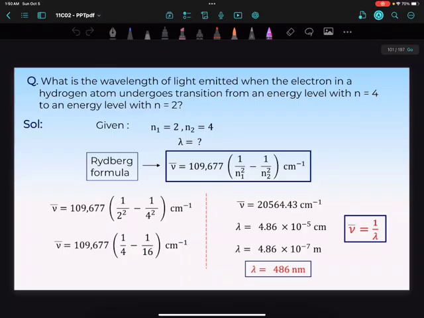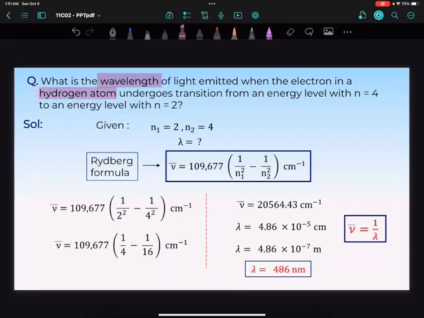So let's solve the question. What is the wavelength of the light emitted when the electron of a hydrogen atom undergoes a transition from energy level 4 to 1? One thing we should note when this type of question comes is, first, we have to observe the question. They have asked what the wavelength is.